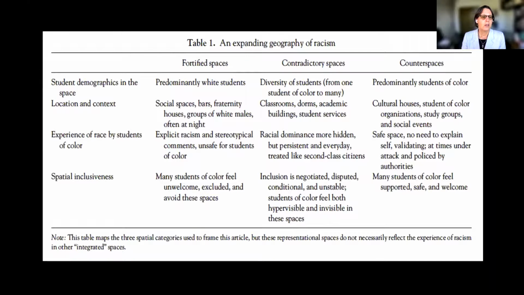So what the study does specifically is begin to break down the kinds of spaces and how racial microaggressions influence those spaces. And we created these three types of spaces based on looking at both the quantitative and the qualitative data that we gathered. So we created this table that summarizes the three spaces. I'll just spend a little bit of time on them. The fortified space, the contradictory space, and the counter space were the three spaces.